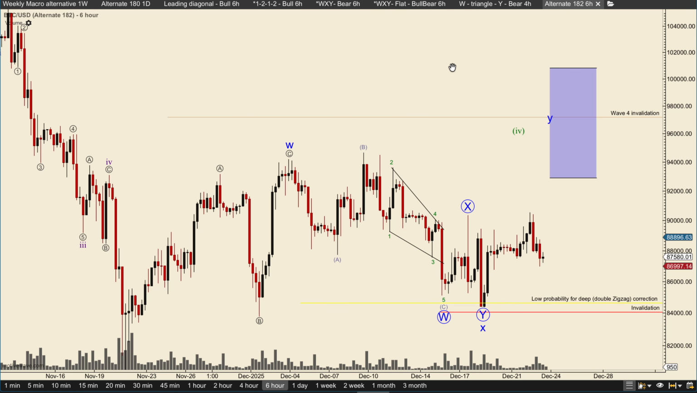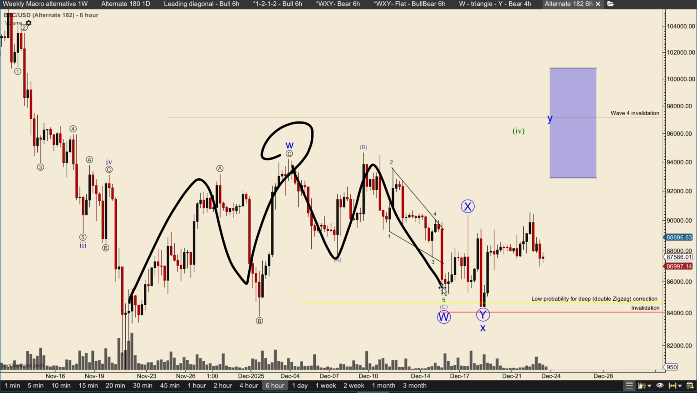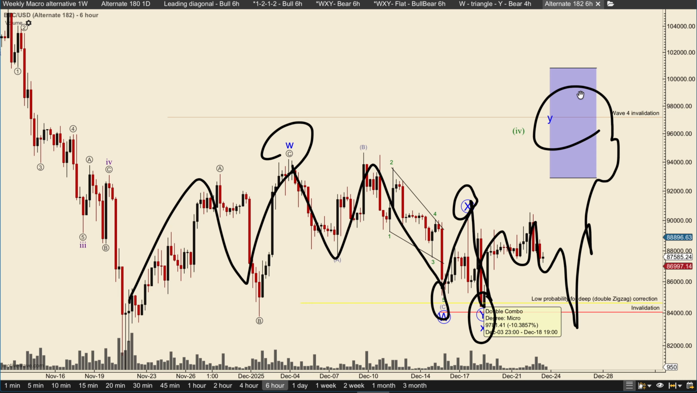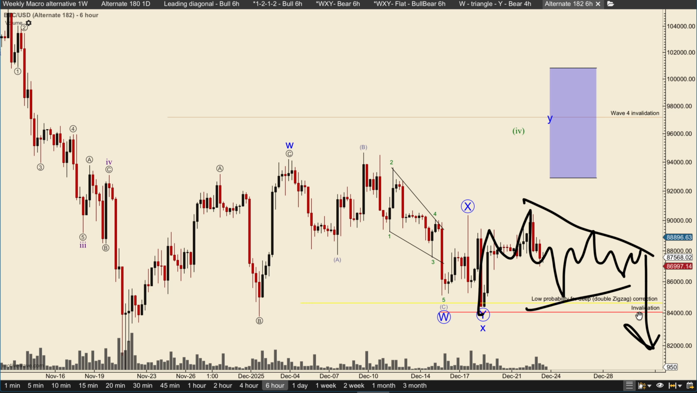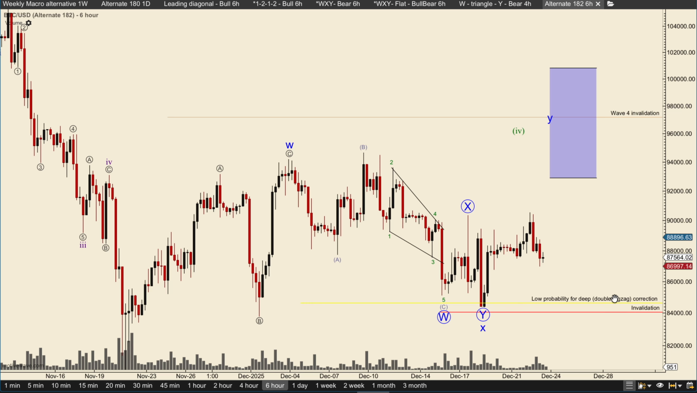And we also have this. So ABCW, ABCW, X, Y to finish wave X. And now we are looking for either an expanded flat, as I just mentioned, in a wave Y, but this structure also allows us to have A, B, C, D, E, like a triangle like that, and then we move down. Which one of these has the highest probability?